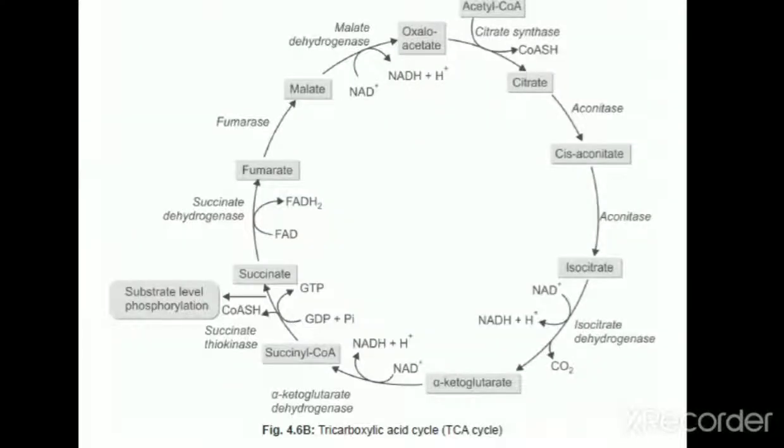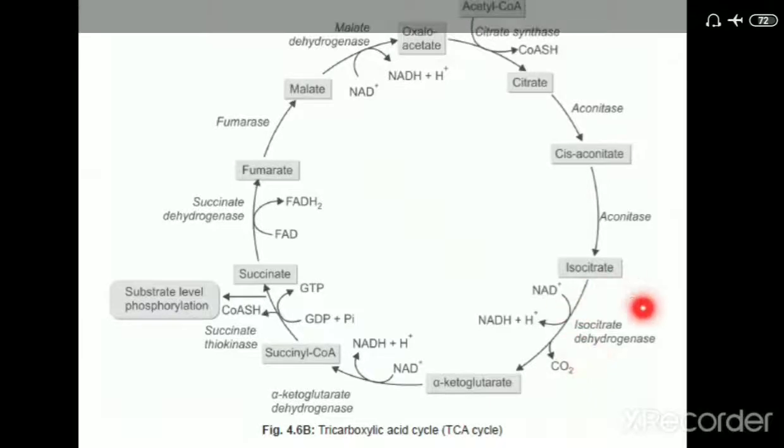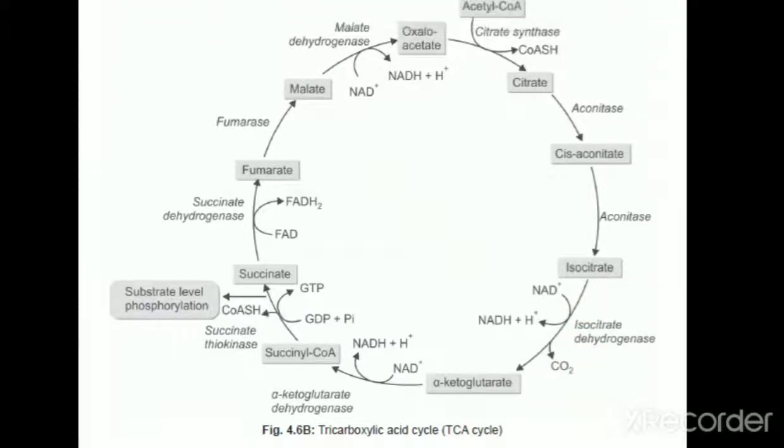Then draw the flow chart. Here you should mention the substrate, product, enzyme and coenzyme molecule. Important enzymes in the TCA cycle are: one is isocitrate dehydrogenase, which produces alpha ketoglutarate from isocitrate, and this reaction releases one molecule of NADH. And the second important enzyme is alpha ketoglutarate dehydrogenase. This reaction also produces one molecule of NADH.